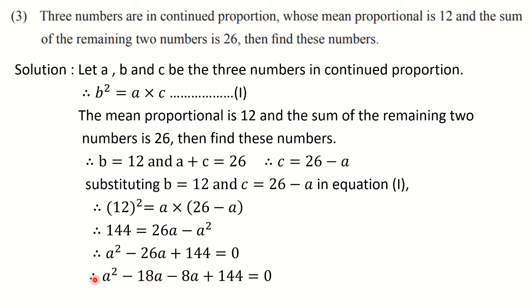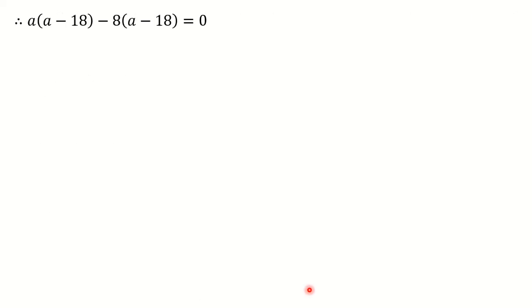So now from here we are going to take out a common, and from here we are going to take out minus 8 common. This grouping we are doing in factorization. So here you can see that a is taken out common, inside the bracket a minus 18, and from the remaining two terms minus 8 is taken out common, and a minus 18. Now see, this bracket and this bracket are common. So again take out a minus 18 common, and in another bracket you will get a minus 8.